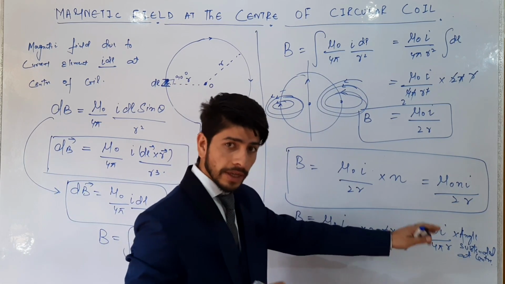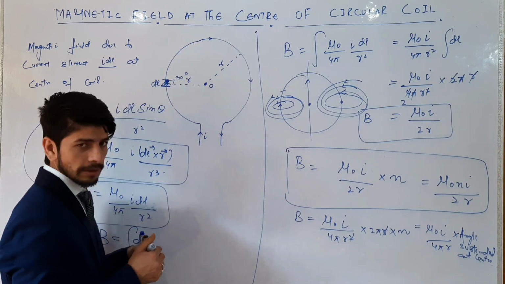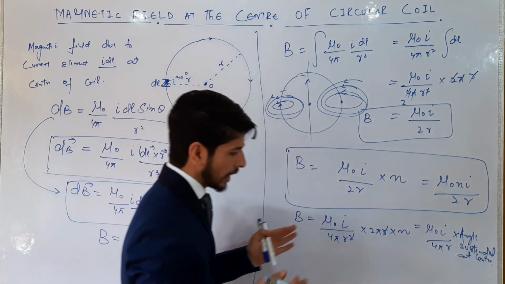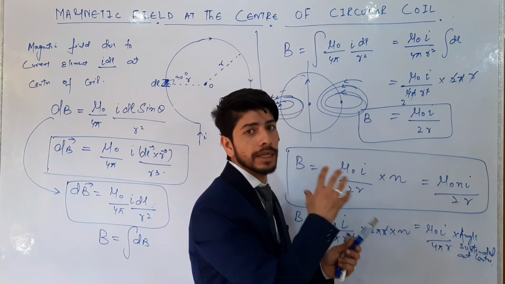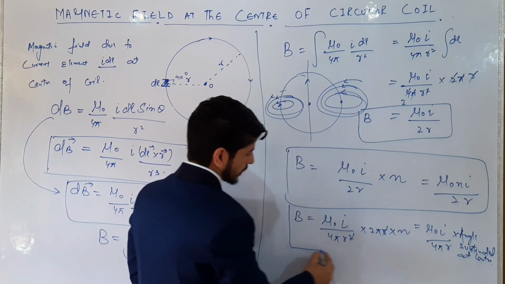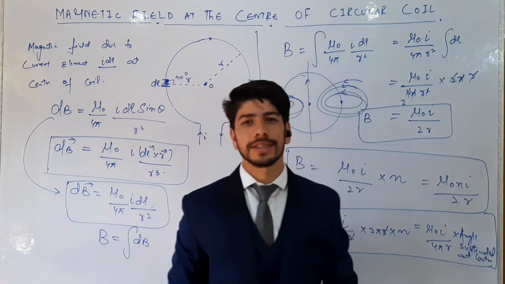This expression will be very useful in calculating the magnetic field due to a quarter circle, the magnetic field due to a semicircle, or the magnetic field due to a circular arc, if you are given the angle subtended by that arc. Very important as far as your competitive examinations are concerned. I hope you understand. Thank you.